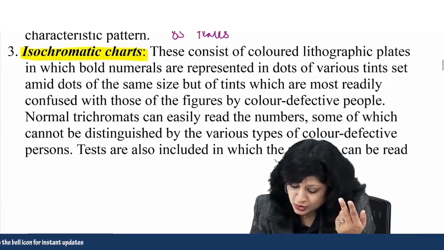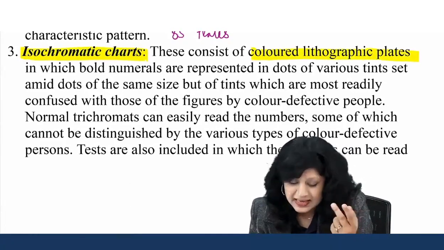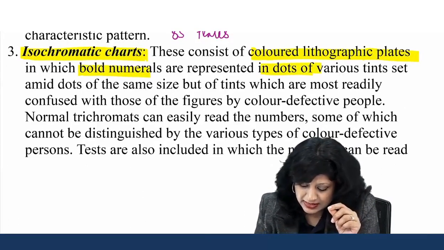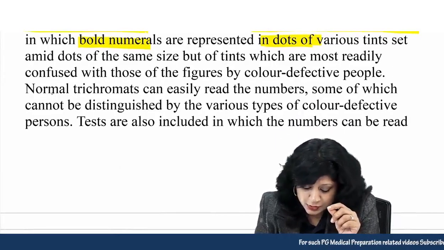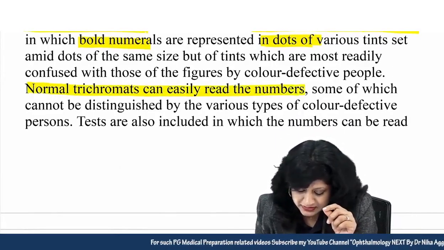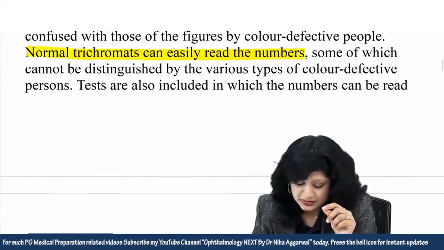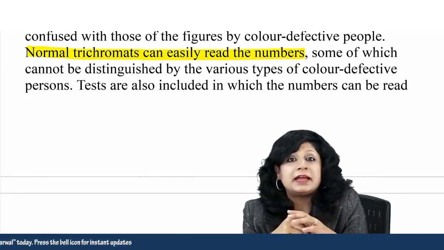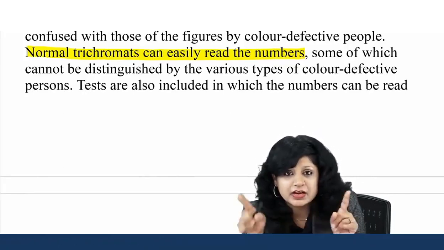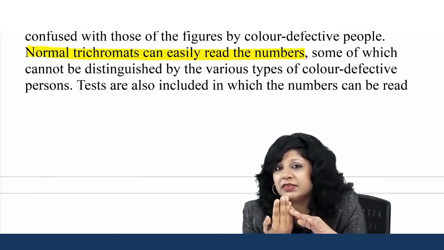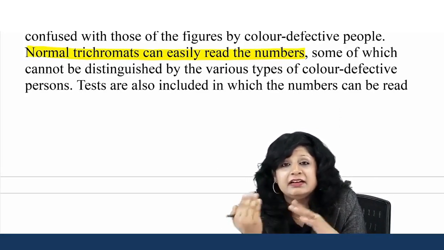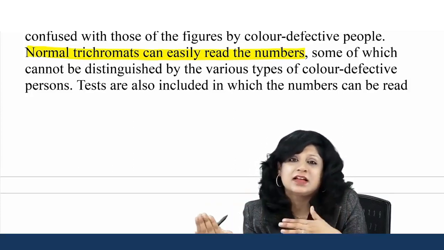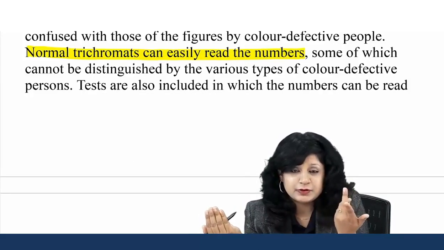Then we have got certain isochromatic charts, like the Ishihara's chart. These consist of colored lithographic plates, and there are bold numerals printed over them in dots, etc. Normal trichromats can easily read the numbers, some of which cannot be distinguished by people having color vision defects. They use the primary colors. Suppose they use a green background, and over that they have written the number in red. So if a person has a red-green defect and cannot distinguish between the two colors, obviously he would not be able to read that number. That is the simple fundamental of these charts.